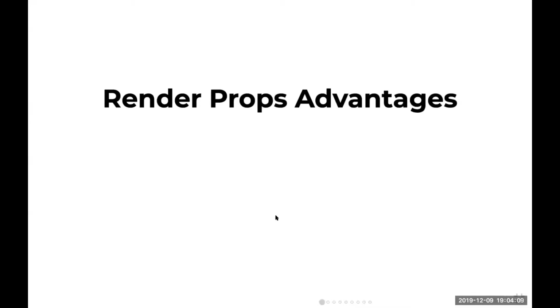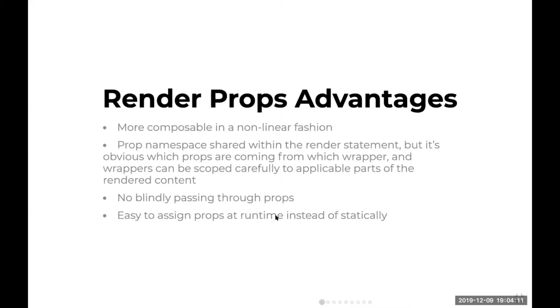All right, so this had some advantages. It was more composable in a non-linear fashion. Linear meaning that tunnel that we talked about. The prop namespace was shared within the render statement, but it's really no different than any other JavaScript closure, or, you know, like within a JavaScript method, you have this namespace that doesn't break out into the global namespace.